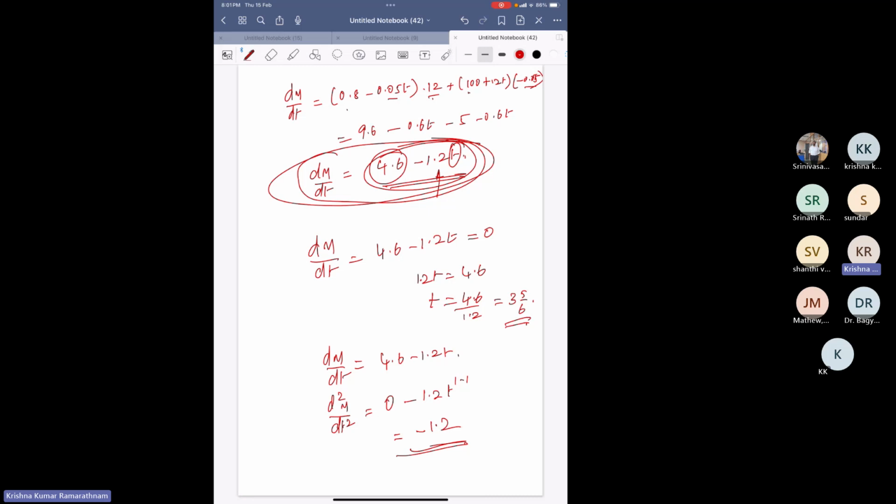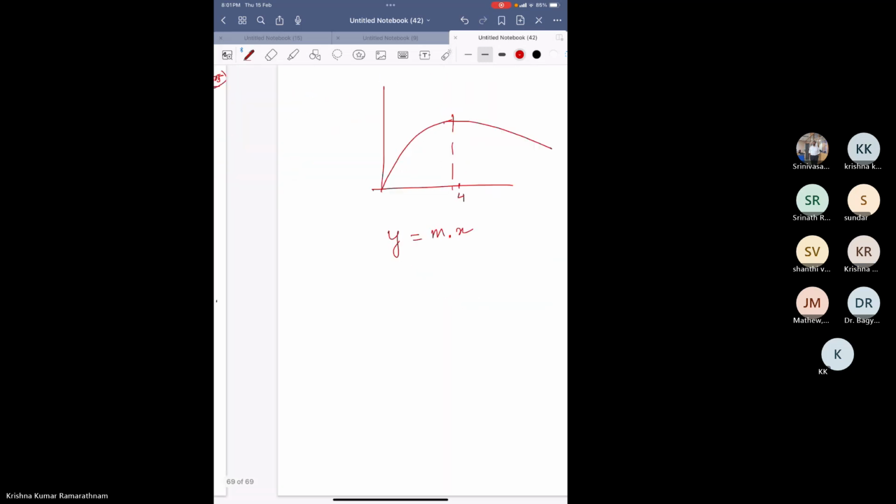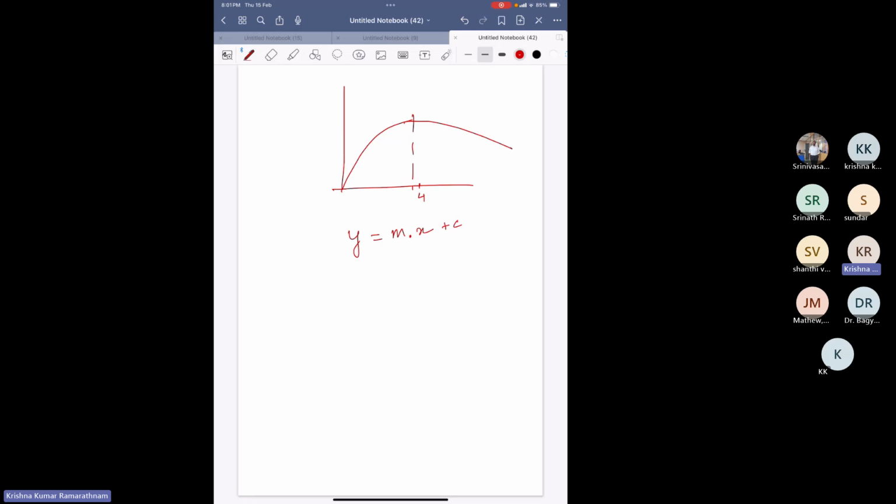You should not get confused. It can be t, it can be x, it can be a, it can be anything. Sometimes alpha, whatever it is. The form of the equation is important. That's all for you. Not whether t or x or whatever it is, because t can be time, x can be volume, something, it can change. Doesn't matter. So m into x plus c.